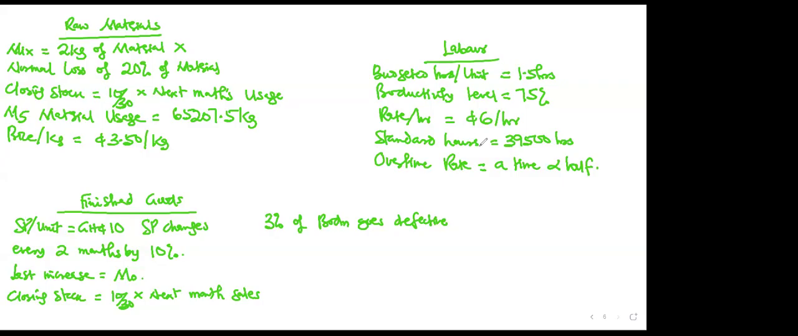Now the requirements. It says required: prepare the following budgets for the first 3 months of Jatochrome Company Limited. Sales, production, material usage, material purchases, labor usage, and cost. And that is what? 15 marks. A whopping 15 marks. So without wasting time, let us go there and then quickly say, okay, our sales budget.